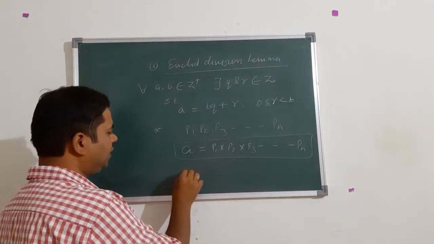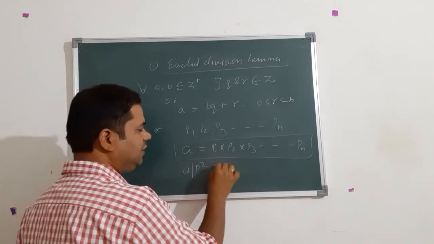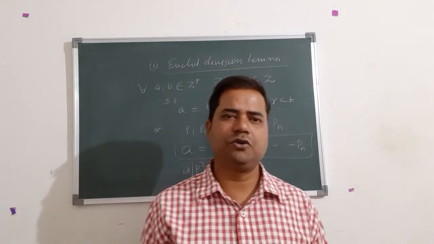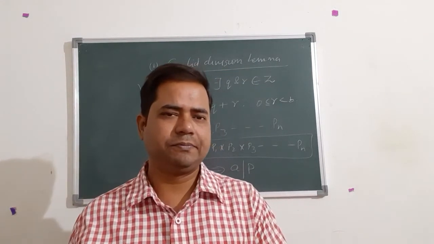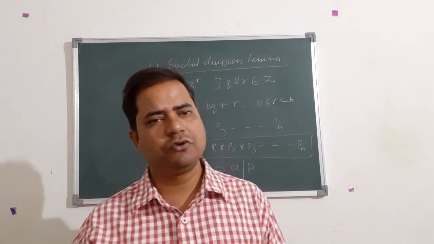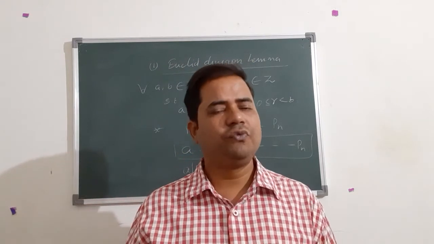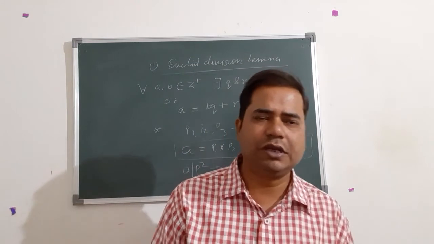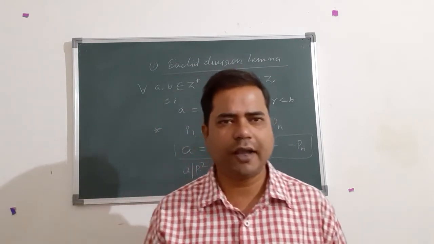Similarly, if a number a divides p square, then it must divide p. And afterwards we have to show that root 2 is an irrational number, root 3 is an irrational number, root 5 is an irrational number, root 7 is an irrational number, 3 plus 2 root 3 is an irrational number, and so on. Okay.